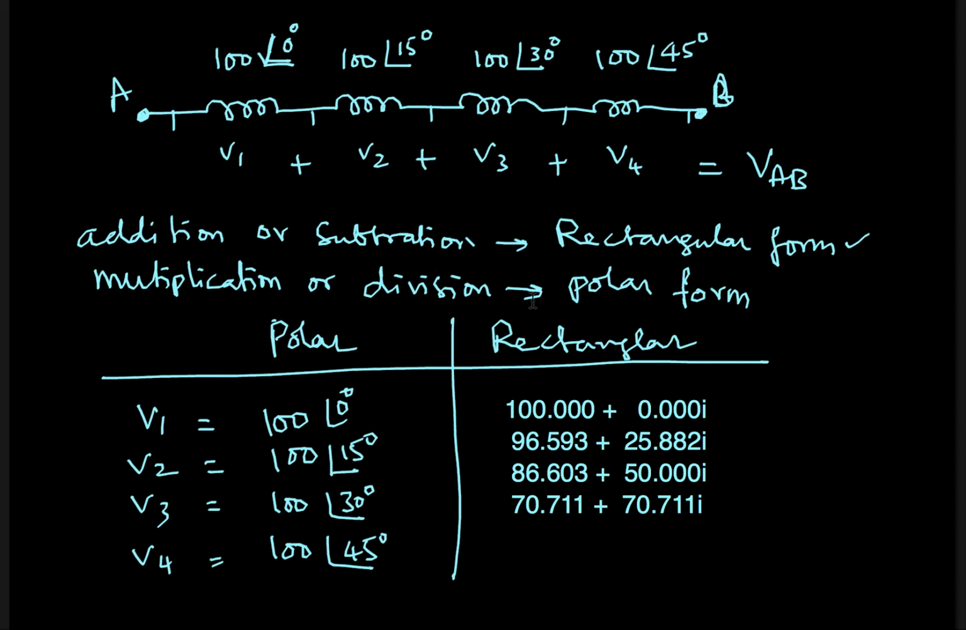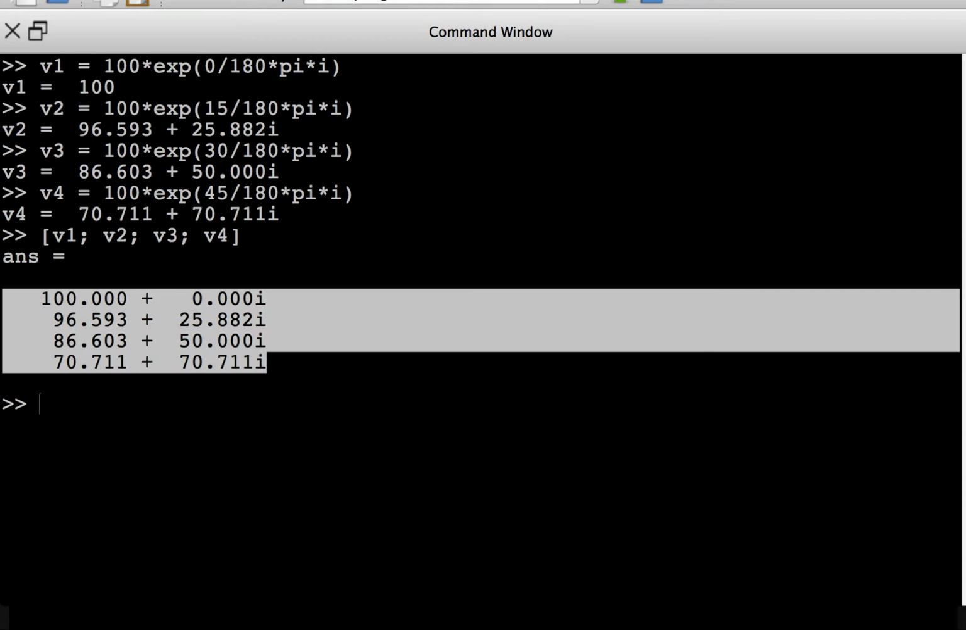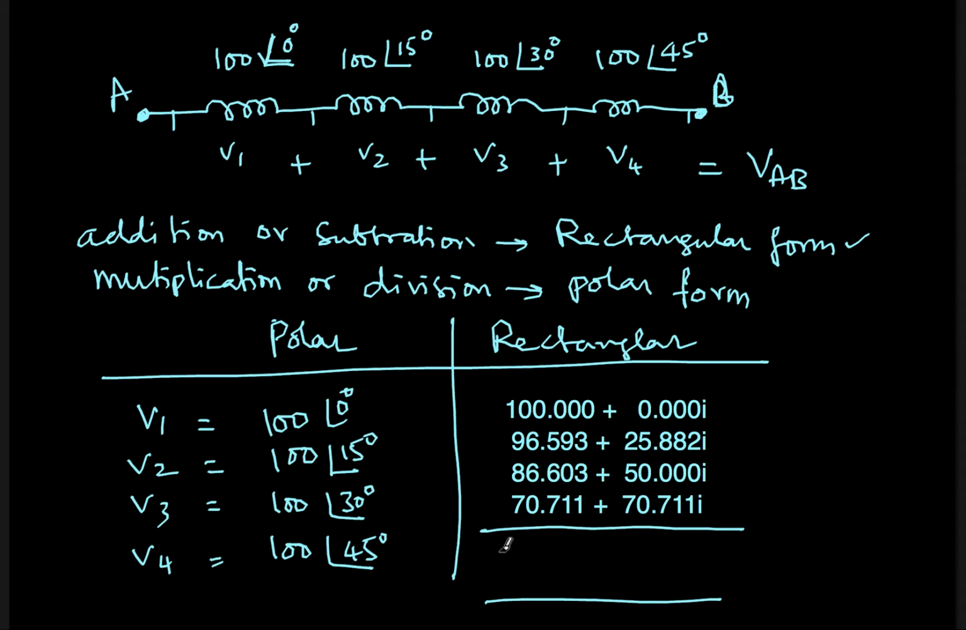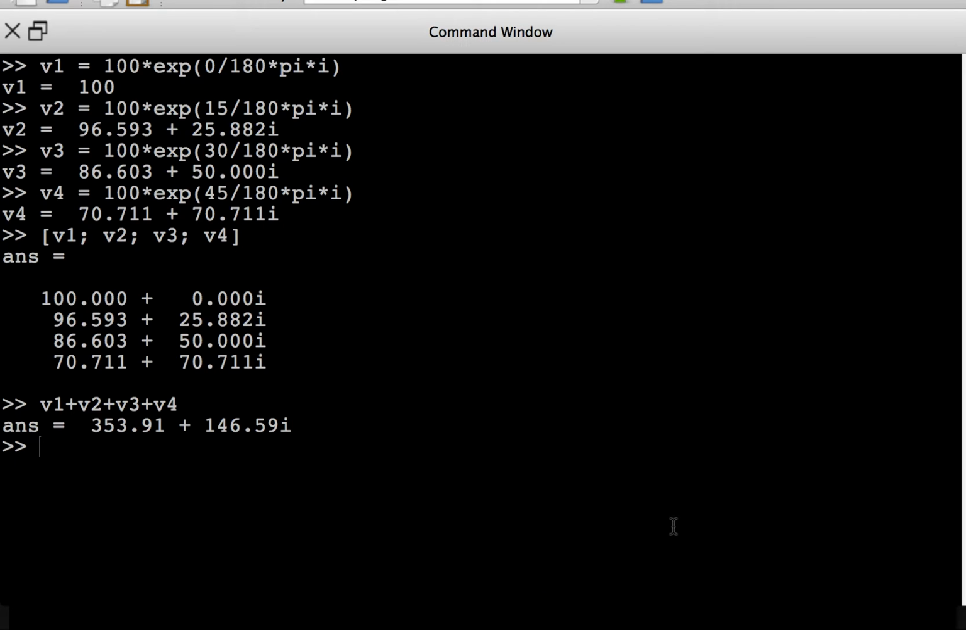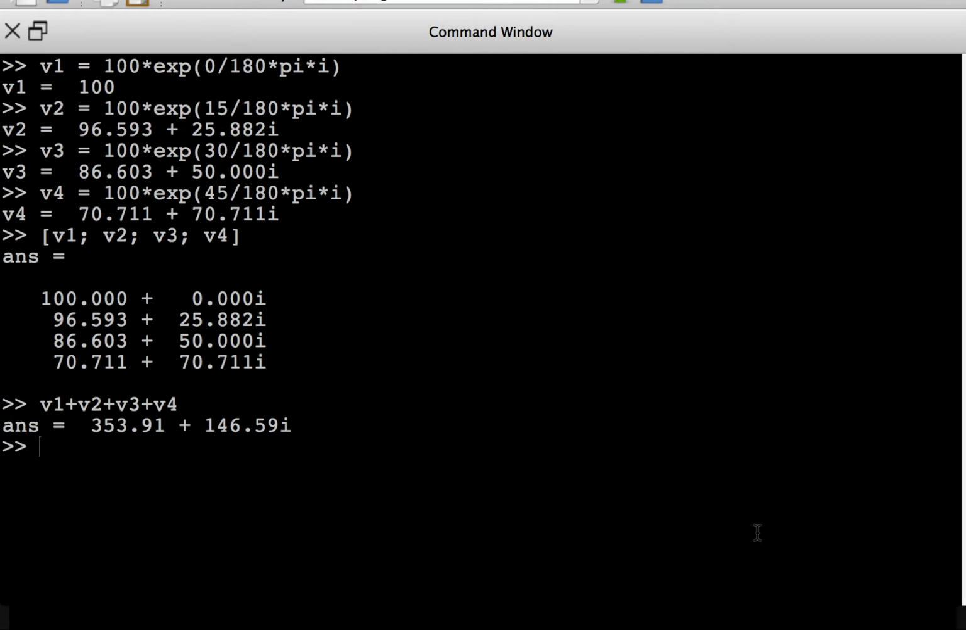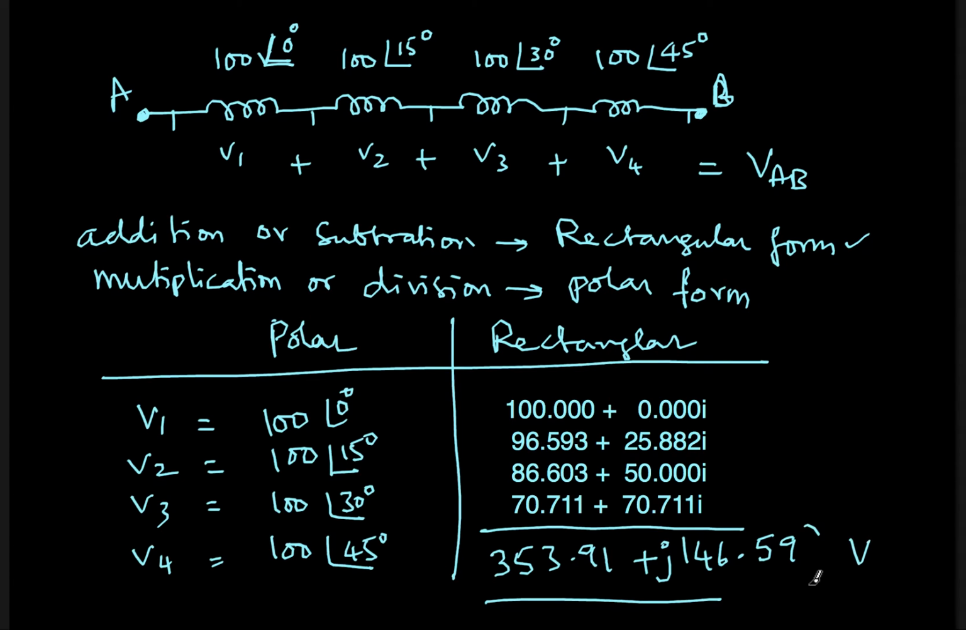So what is our next step? To find the total voltage, I have to add them. I can simply add all these voltages and get the solution. So I go back here and simply do V1 plus V2 plus V3 plus V4. I'm getting 353.91 plus j146.59, so that's what I'll write here. This is in volts. This is the x-axis component and this is the y-axis component of the voltage.